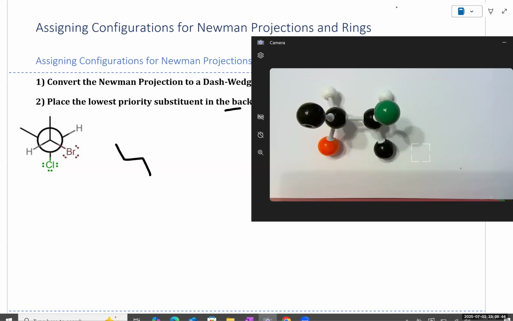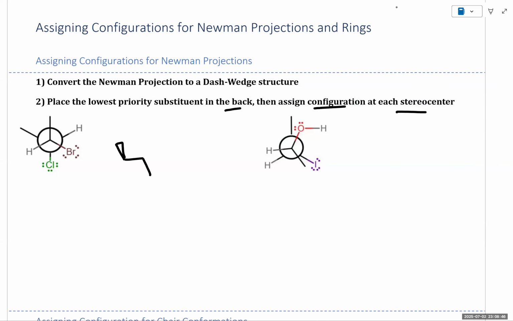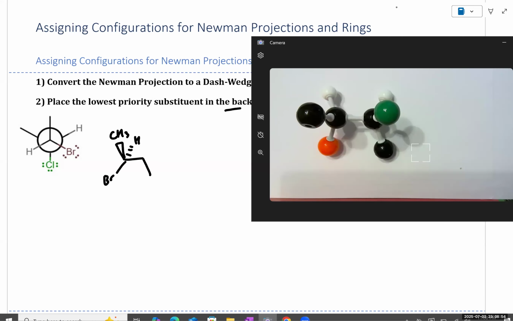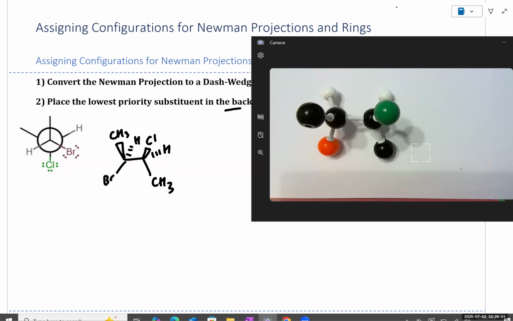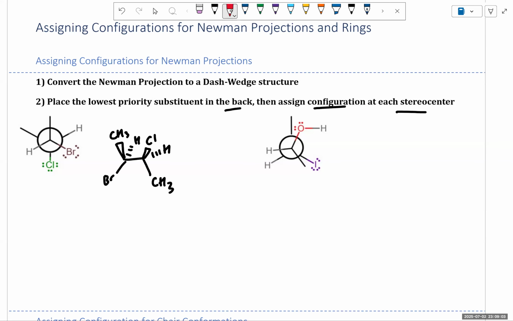So in this case, in terms of the wedged group, we have the methyl group wedged. The bromine atom is flat. On the right, the chlorine atom is wedged, hydrogen is dashed, and the methyl group is flat. Okay, now from here we can assign priority. Priority 1, 2, 3, tracing, that gives us an S stereocenter. For the second atom, priority 1, 2, 3, tracing, this gives us another S stereocenter.